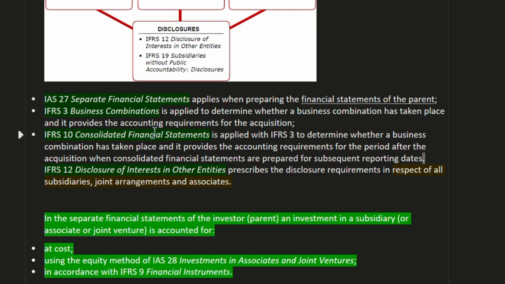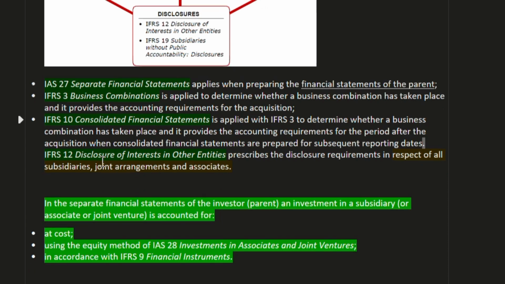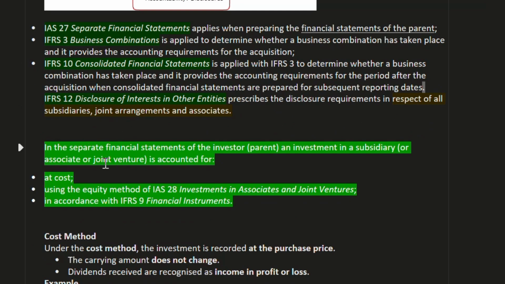Now, IFRS 10 consolidated financial statement is applied with IFRS 3 to determine whether a business combination has taken place, and it provides the accounting requirement for the period after the acquisition, when consolidated financial statements are prepared for subsequent reporting dates. It means first we apply IFRS 10 with IFRS 3 to determine whether a business combination has taken place or not. After that, it also provides the accounting requirement once it is done. Now, IFRS 12 disclosure of interest in other entities prescribes the disclosure requirement in respect of all subsidiaries, joint agreements, and associates. So here it is all about disclosures.